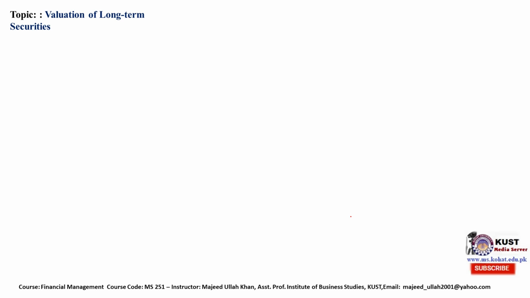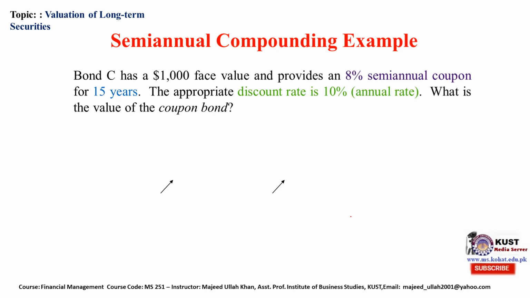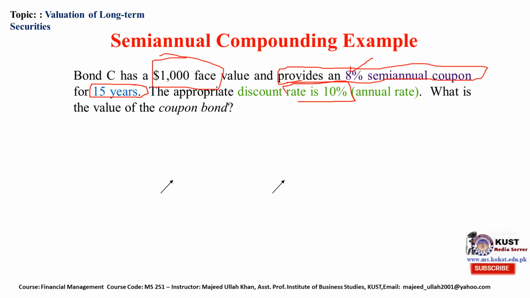Now an example. Let's suppose you have a bond that has a face value of $1,000 and provides you an 8% semi-annual coupon rate. This 8% semi-annual means that it is 8% a year, but you will receive it twice a year. The time to maturity is 15 years. The appropriate discount rate, your required rate of return, is 10%.